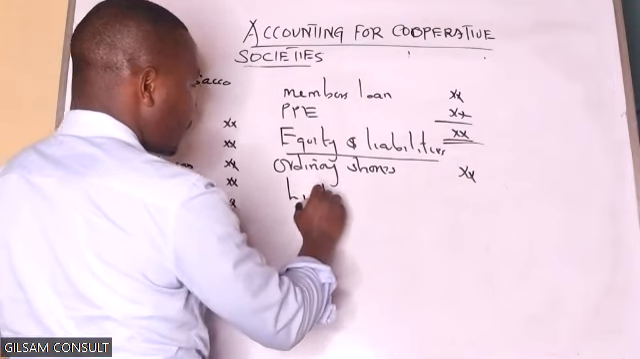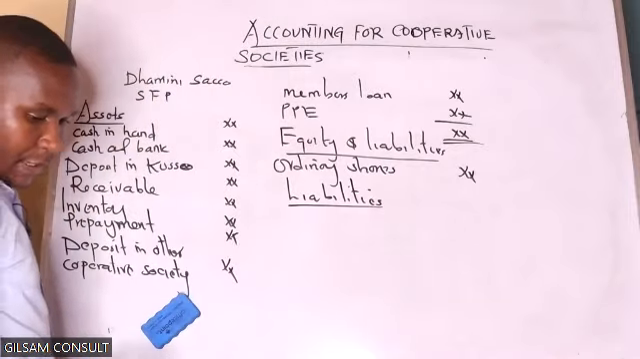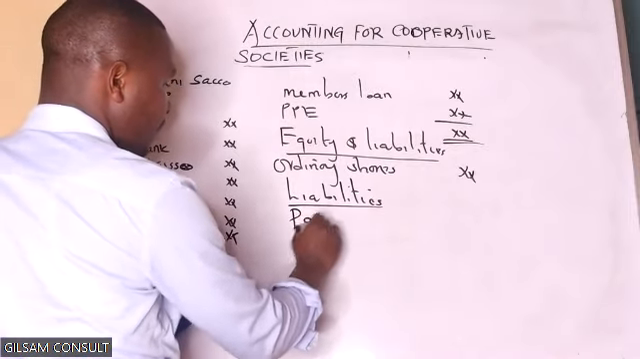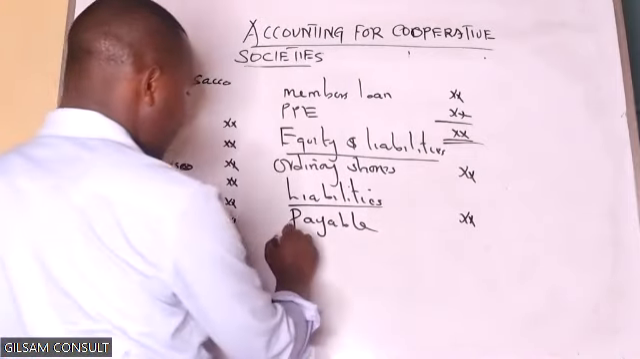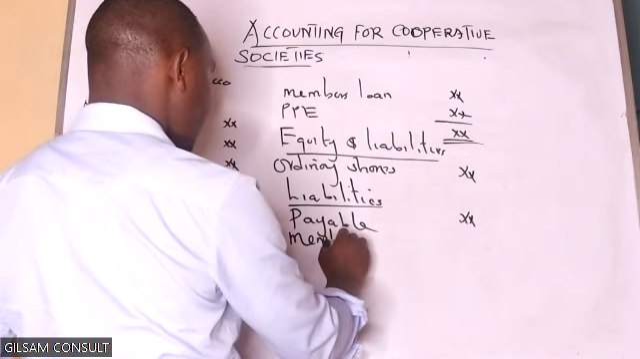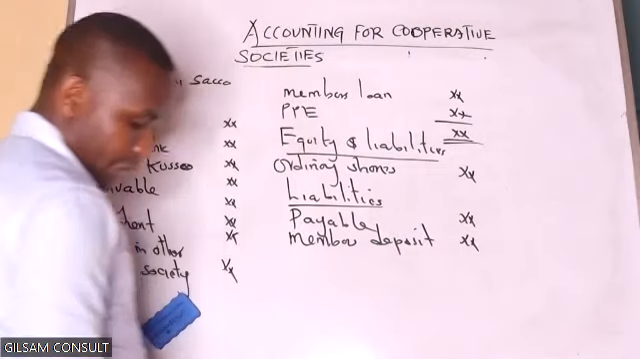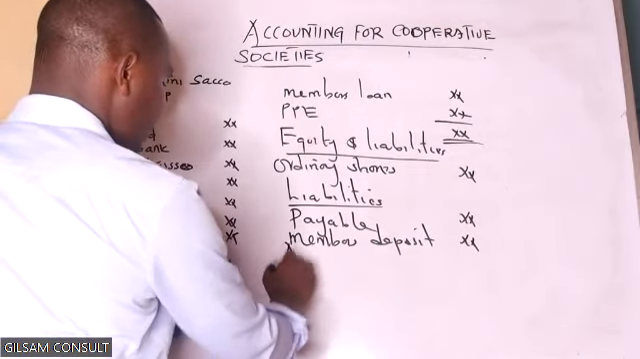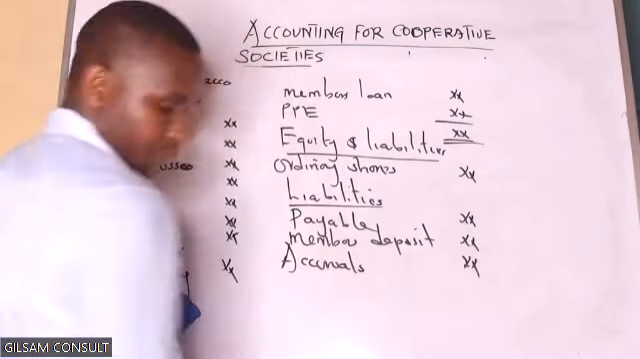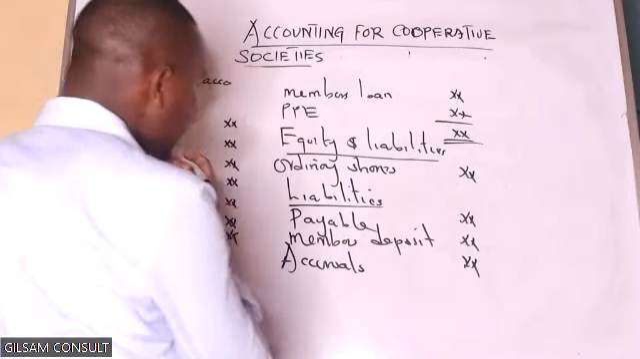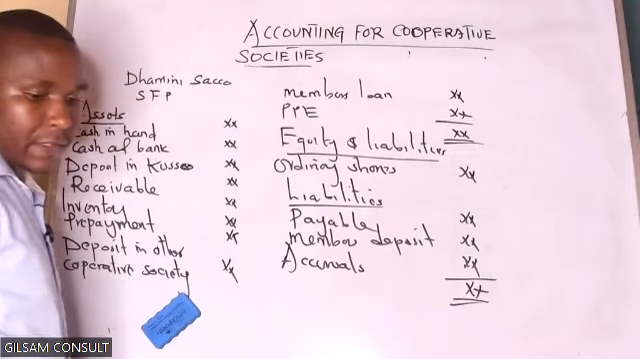Liabilities. We have payable, members deposit, accruals, and bank loans and other liabilities. So that you have your total liabilities and capital.